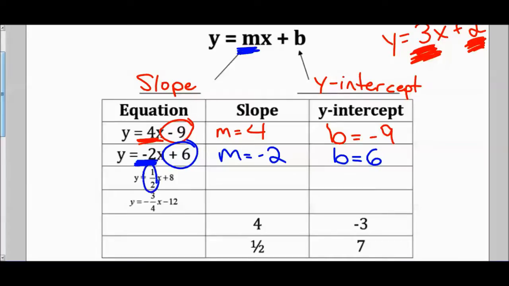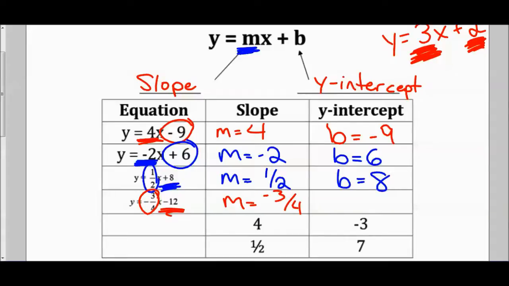On the next one, the number in front of the x is 1/2. That's our slope, and the y-intercept is 8. The last one, we're going to just pick out that number in front of the x, so m, our slope is -3/4. And our y-intercept is -12.